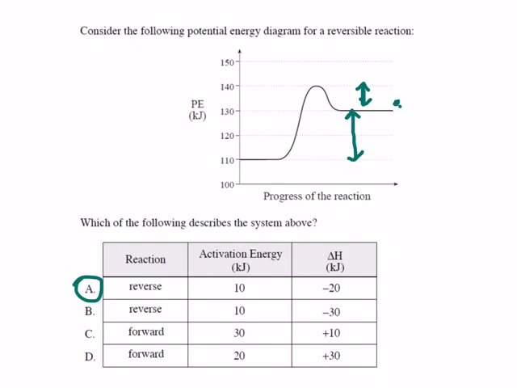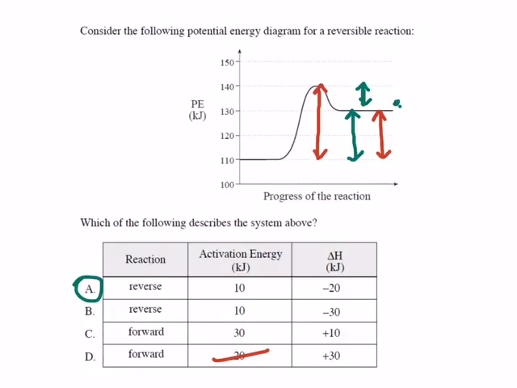Well, in the forward direction, the activation energy, let me just grab a different color of ink, the activation energy would have been this difference here. And so from 110 to 140, the activation energy would have been 30. So that would rule out D. It can't be. And what about delta H? Well, delta H would have still been this arrow here, difference from reactants to products. So notice delta H is the same difference, whether you go forwards or backwards.